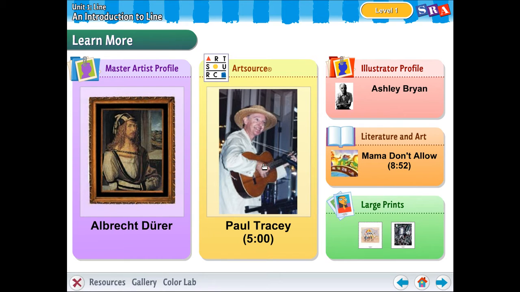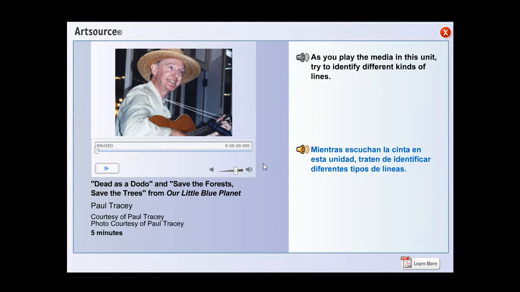We are also going to look at this. Here's our little presentation. We do this with every unit. As you play the media in this unit, try to identify different kinds of lines. You can also find lines in music.